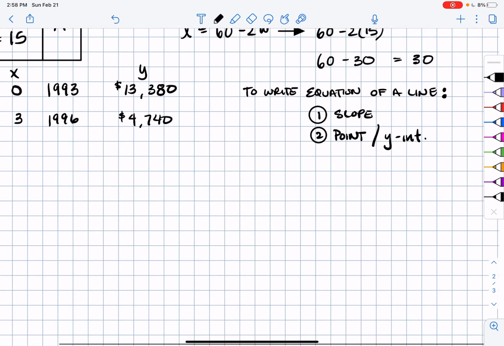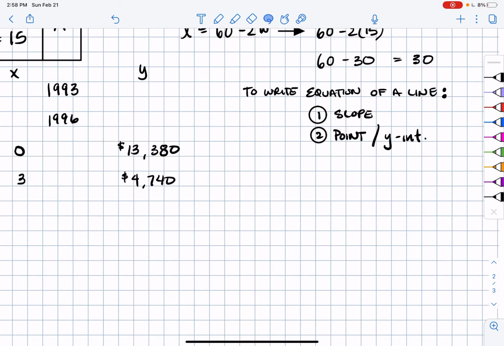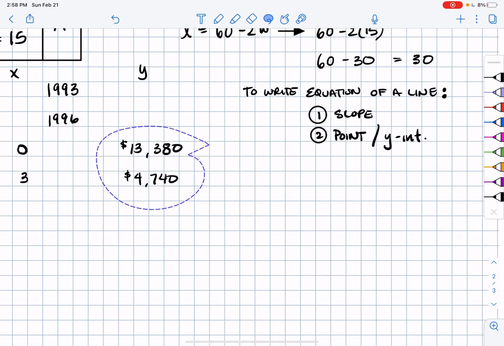So let's look for the slope. So you guys already know that one of the things I like to do is to take these right here, right? Because these are like points, right?